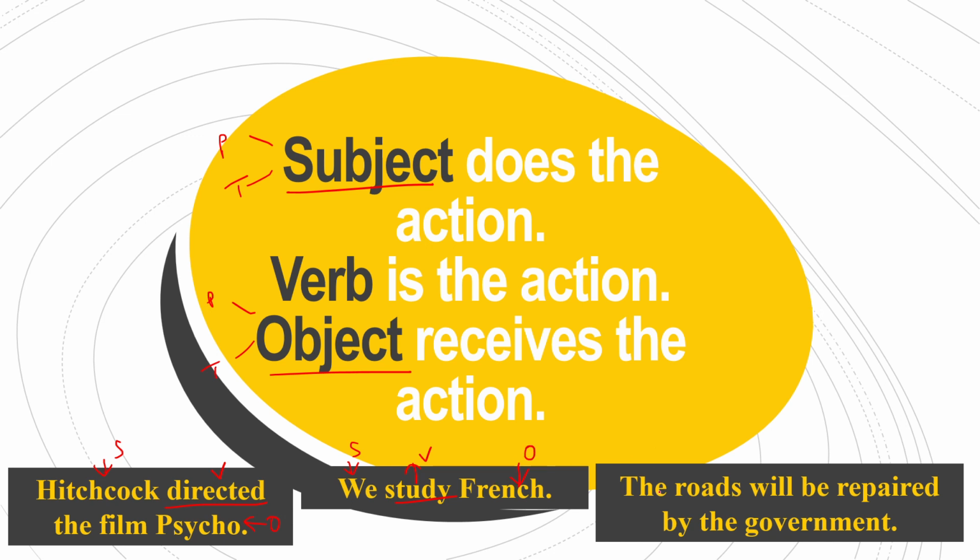The last one: the roads will be repaired by the government. What is the action being done here? Repaired, so that's the verb. Who is doing the repairing? The government, so that is the subject. What is being repaired? The roads, so that is the object.